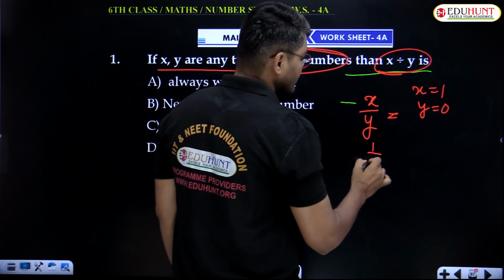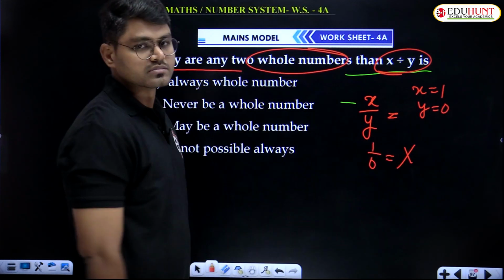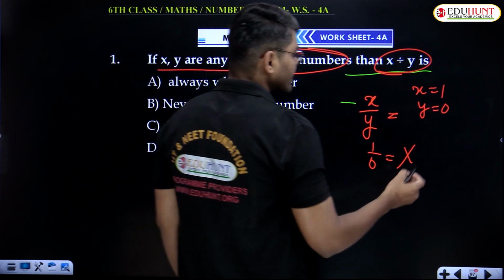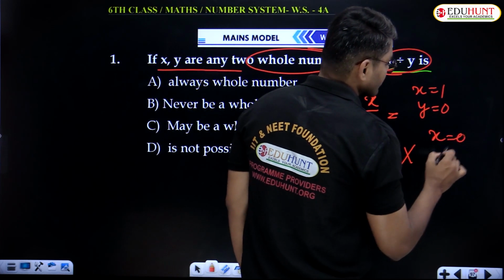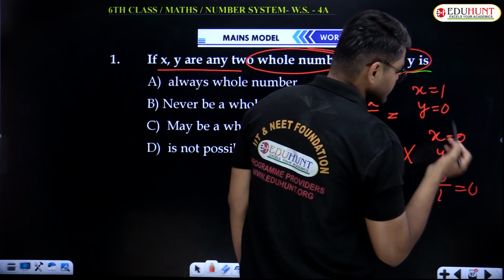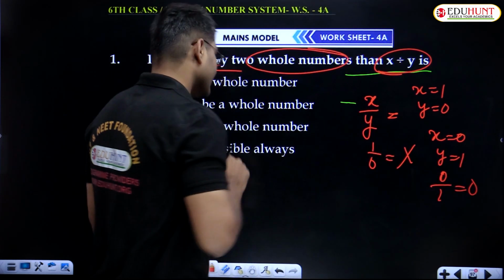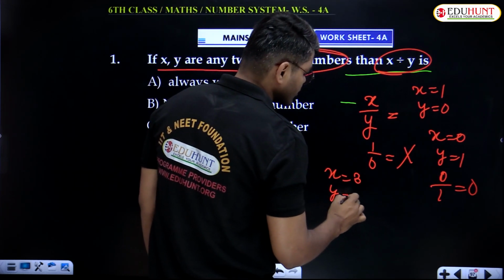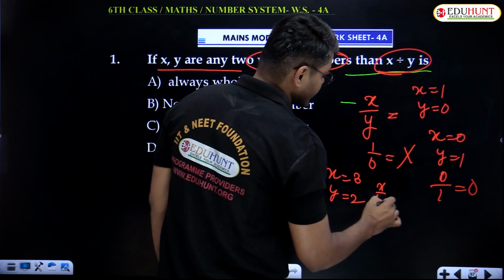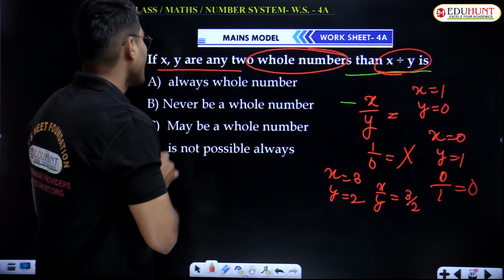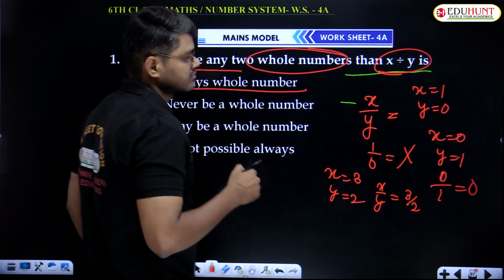What do you mean by that? 1 by 0 is equal to not defined. Okay, so here see, if I take x is equal to 0, y is equal to 1, 0 by 1 is equal to 0. Next, if I take x is equal to 3, y is equal to 2, that means x by y is equal to 3 by 2.